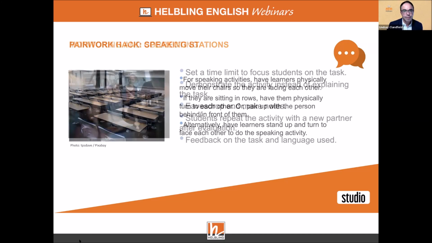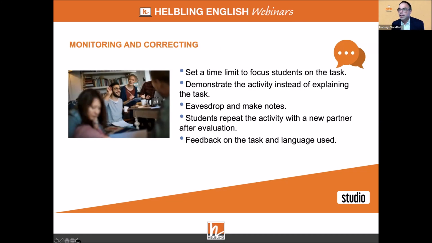All right. For monitoring and correcting, this is another part of pair work, I often set time limits for pair work activities. Demonstrating is usually better than explaining, so I demonstrate. Making notes, and if possible, I ask students to repeat a pair work activity with a new partner, and then I give them feedback. So now, how does this work in the online class?